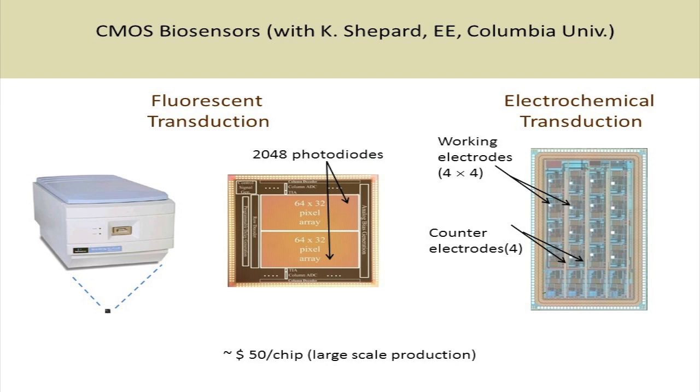So first there was a collaboration to make CMOS biosensors. So CMOS is complementary metal oxide semiconductor. This is the same type of device that you would make a Pentium chip with, except instead of Pentium chips to do computing, we're going to manufacture chips that can do biosensing. So I have to work with an electrical engineer. Our collaborator was Ken Shepard at Columbia in the electrical engineering department.